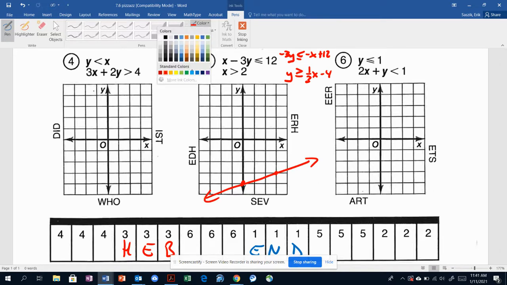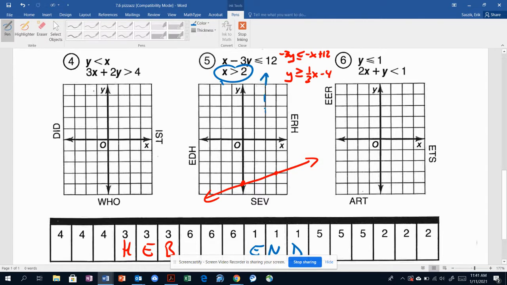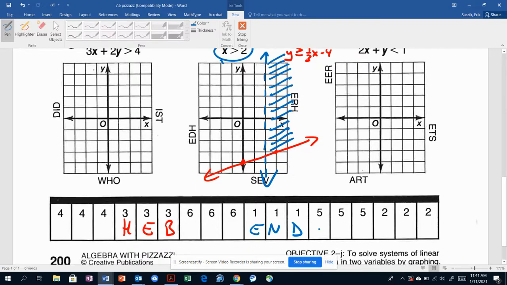And then the other one we'll do in blue. That's going to be a, whoops, that says +2, not -2. I'm going to have a dashed line right here. I have to be to the right of the blue, because this is greater than. I have to be above the red, so that would be right in there. So I got E-R-H for number 5.